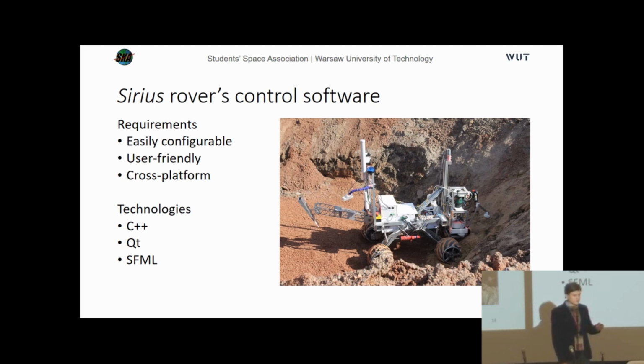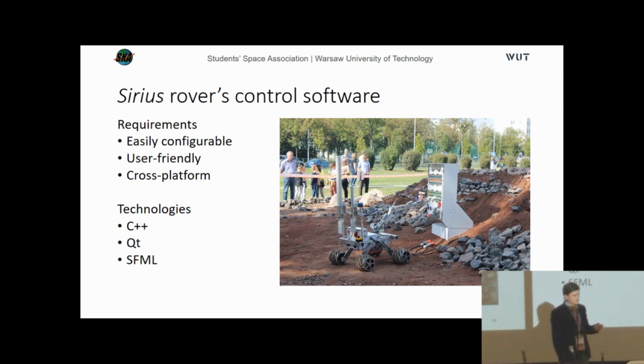Rovers on competitions need to perform various tasks. Here it has a drilling device and collects some soil samples to analyze. But it can also perform some operations on mock-up panels or collect something from the surface using also a robotic arm. So as our rover needs to be easily configurable and adjusted to different tasks, our software also.